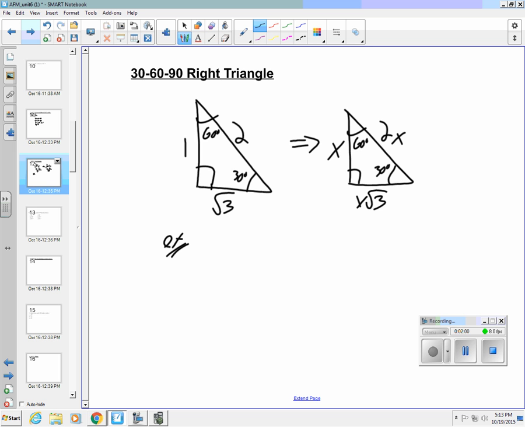Right, so this pattern will work for any different size you make a 30, 60, 90 triangle. So if I took a different triangle, the angles were 30, 60, and 90. If I take the side across from the 30 and that was length 4, right, I know because it's a 30, 60, 90, the hypotenuse would be 8, and across from the 60 would be 4 square roots of 3.